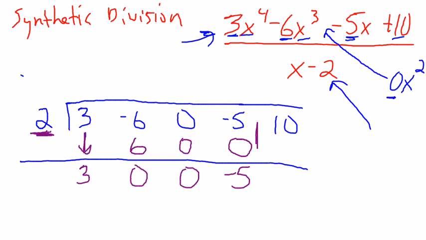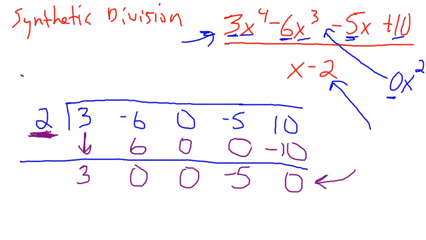So these two right here. And then I multiply negative 5 by the 2. That gives me negative 10. Now I add, so I get 0. This is the key right here. If this final number is 0, then that means that I have a remainder of 0.